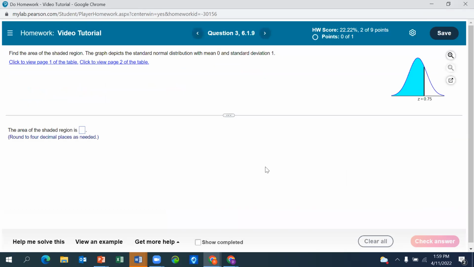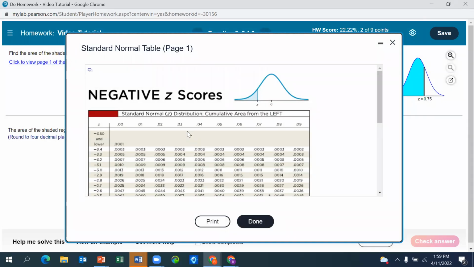All right, so next one right here. Here we have normal distribution. You can tell by the shape of the graph. It starts low, goes to maximum, then drops low again. Find the area of the shaded region. How do I find the area of the shaded region? Okay, you can do it manually if you like, the way we've done in class. Okay, we can do that. You want the area to the left of 0.75.